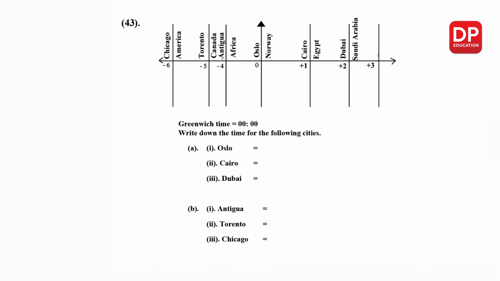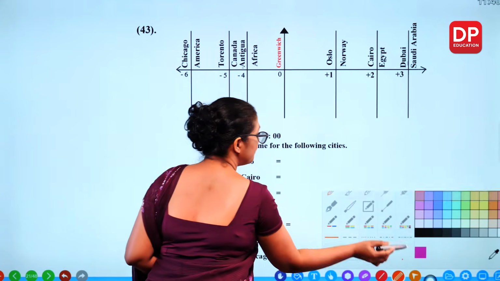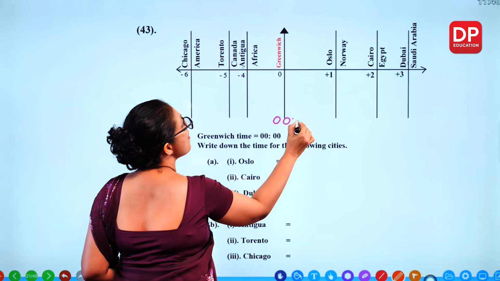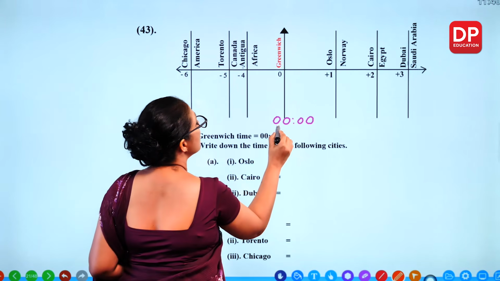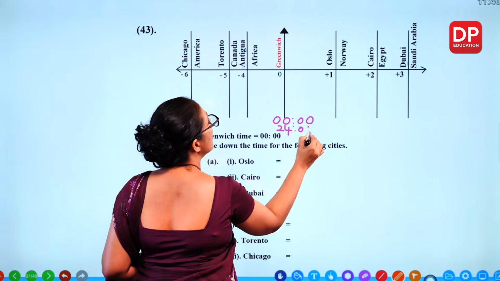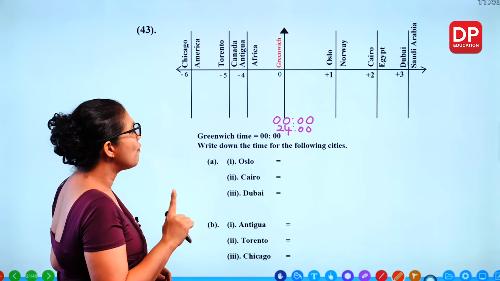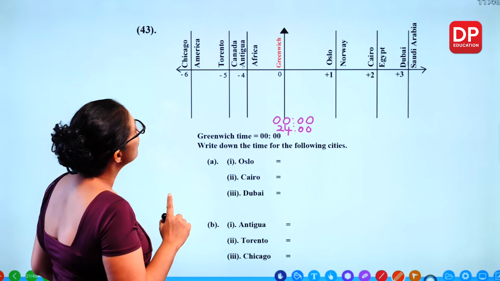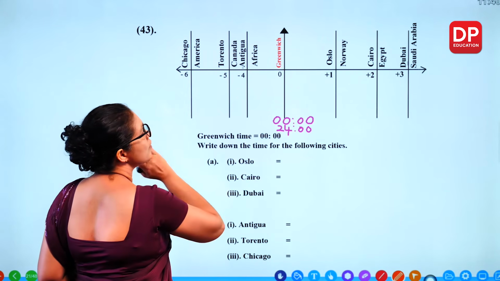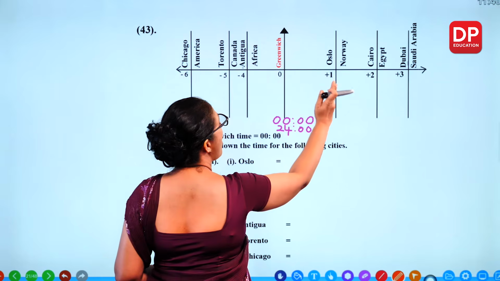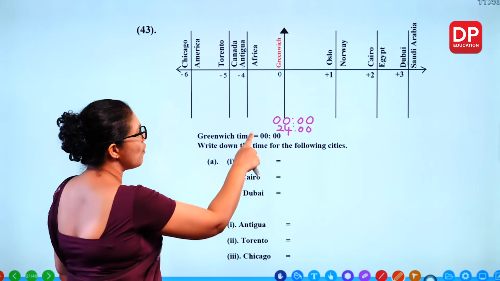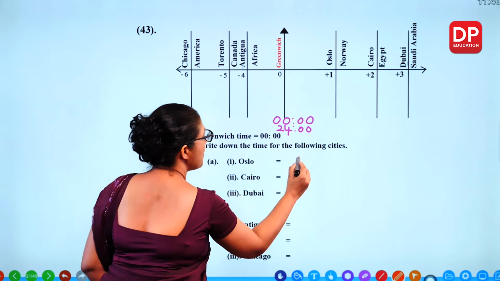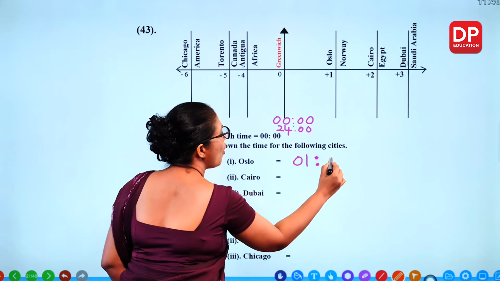Look at this one. It's given Greenwich time is 0. So this time is 0. That's midnight. 24, you can write 24 hours. Write down the time for the following cities. Oslo. Where's Oslo? Plus 1 time zone. So that means adding 1 to that. So 24 plus 1, 25, or 0 plus 1. So what's the time? 1 o'clock in the morning.